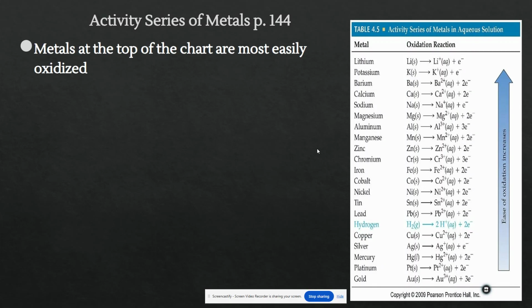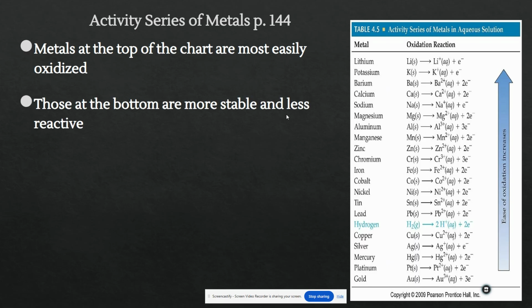All right, so here we go. Metals. These are all metals, from lithium all the way down to gold. The metals at the top of the chart are more likely to be oxidized, or easily oxidized. They go from no oxidation number, 0, to a positive 1, so it's losing an electron. This is showing an oxidation reaction. Those on top are more likely to be oxidized. Those at the bottom are a little more stable, less likely to oxidize.